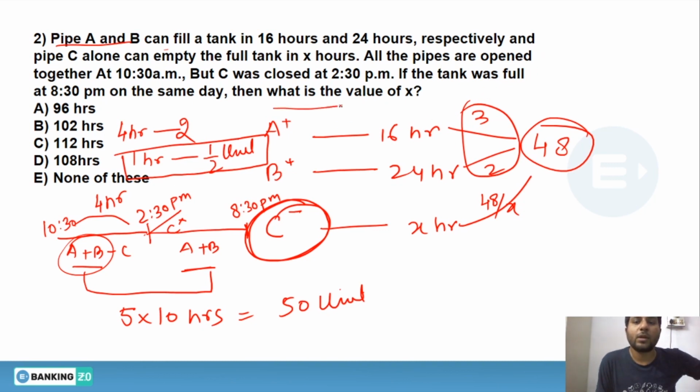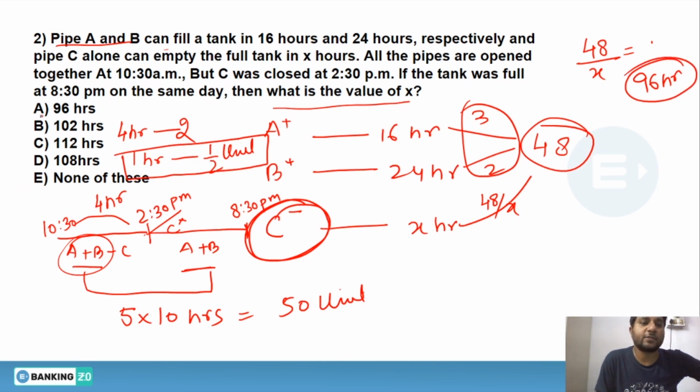So what is the value of X? The value of X should be that it empties the tank in 96 hours. Hence the correct answer for C would be 96 hours. What you can do is put the value of 1 by 2 for the efficiency and you'll get the answer.